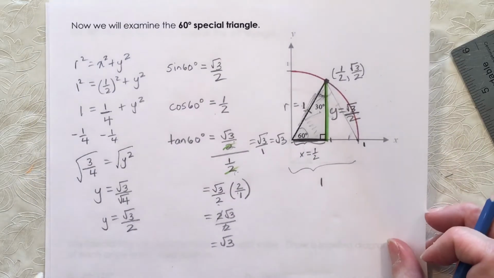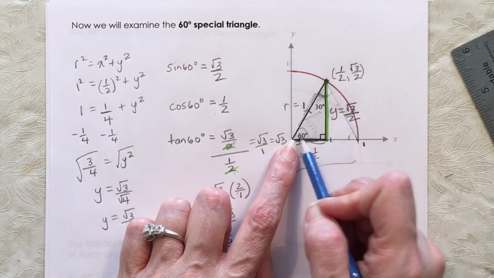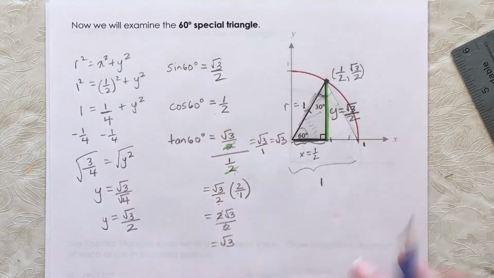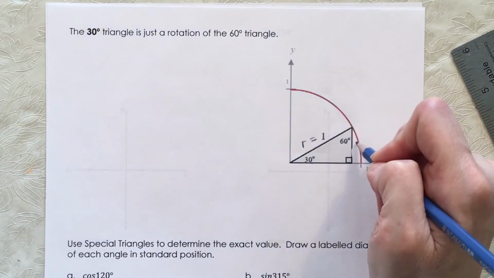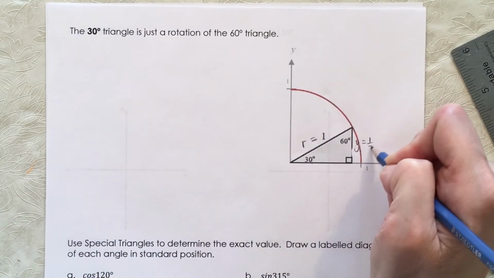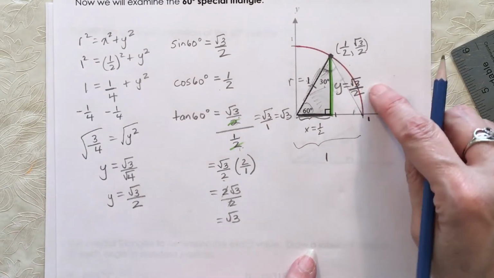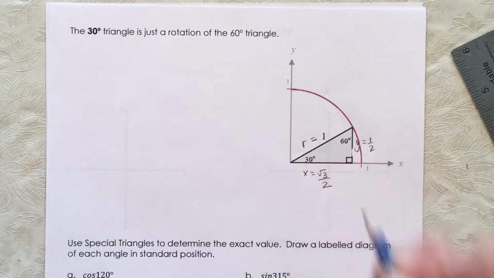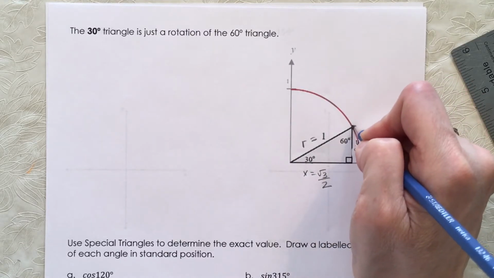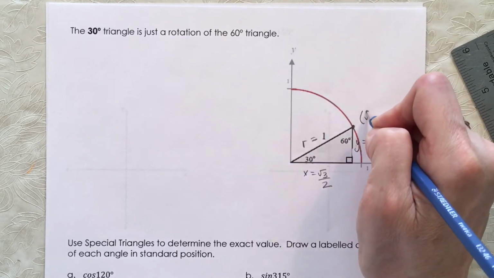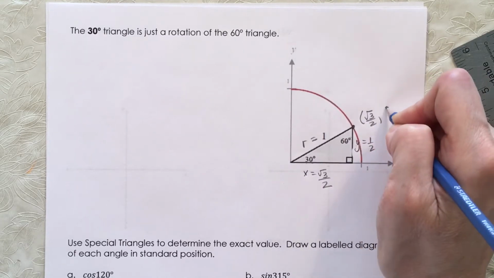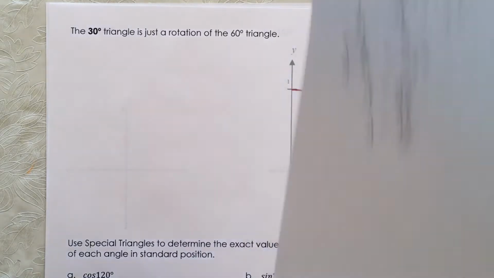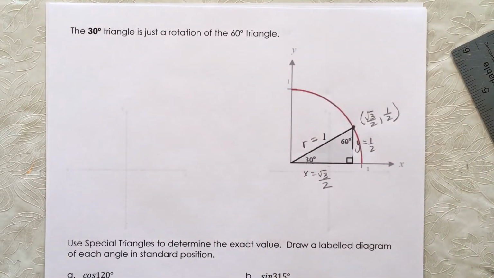But if you look at the 60 triangle, the side between the 60-degree angle and the 90-degree angle was a half. So 60 and 90, this length is a half, so the y value is a half. And the length between the 30 and the 90 is root 3 over 2. So the 30 and the 90, so in this case x now is our root 3 over 2. So this point here would have the coordinates over root 3 over 2, up a half. So we didn't have to do a lot of work there to get the 3 sides because it was just a rotation of the 60-degree right angle triangle.